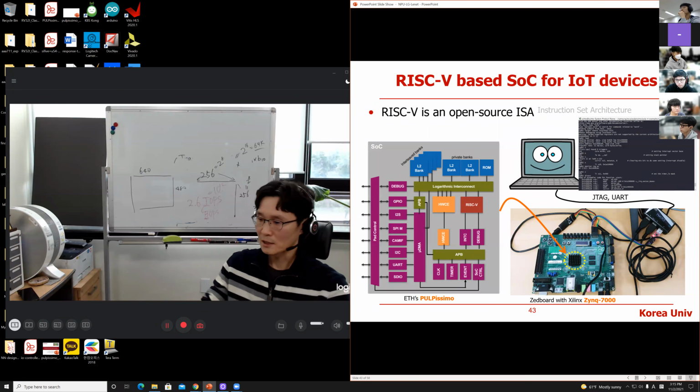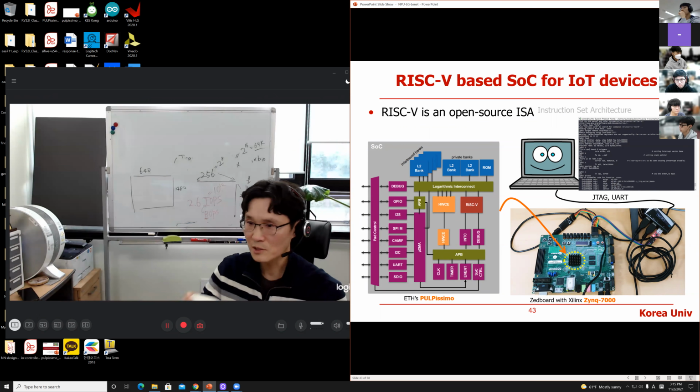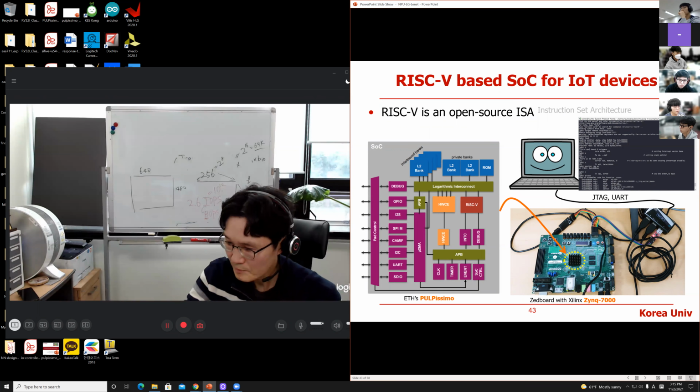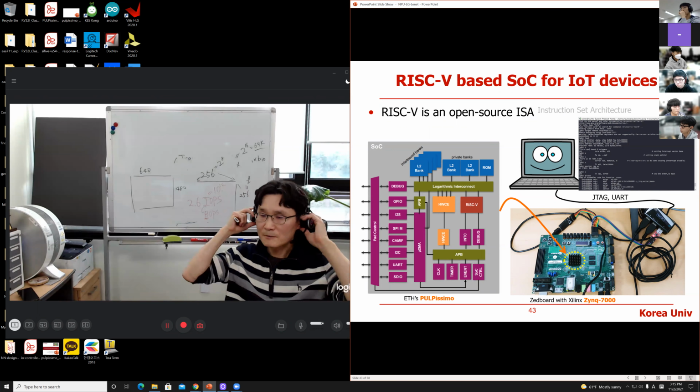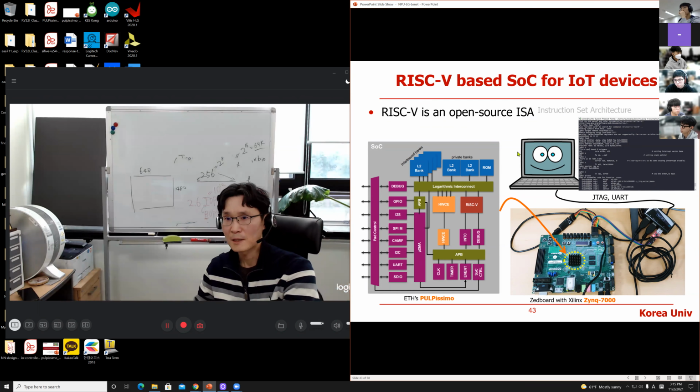And in our lab, we are doing some research with Lec15, and we are using the reference SOC from the Swiss ETH research group. They opened their SOC implementation called Perpissimo. Okay, and Perpissimo has a Lec15 implementation, RISC-V, not only the RISC-V CPU, but many different IO devices.